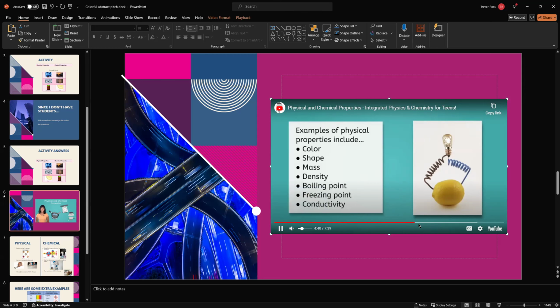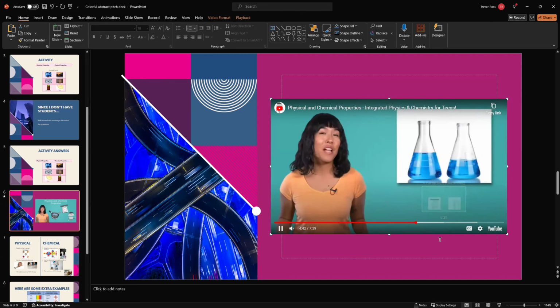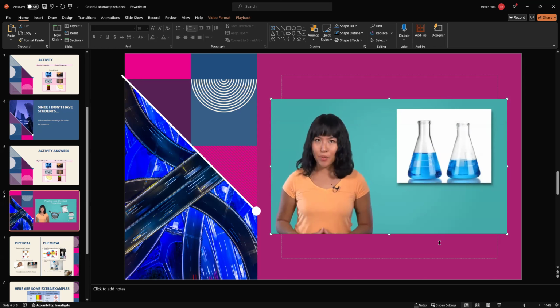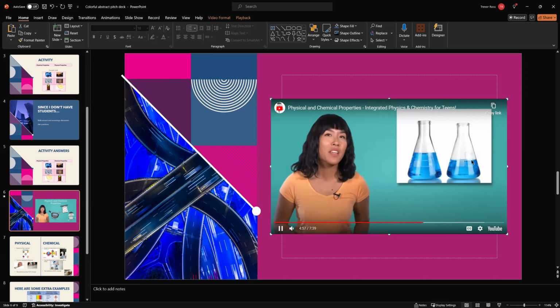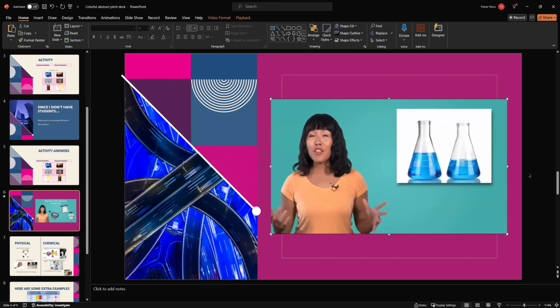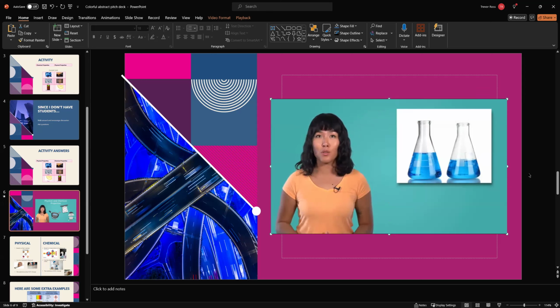So that's a physical property. These two flasks contain the same exact liquid. Looking at them, we can determine two physical properties: color, blue, and volume. The flask on the left has a volume of 100 milliliters, and the one on the right has a volume of 75 milliliters. Even though both color and volume are physical properties, when the amount of the substance changed, the color stayed the same while the volume did not.